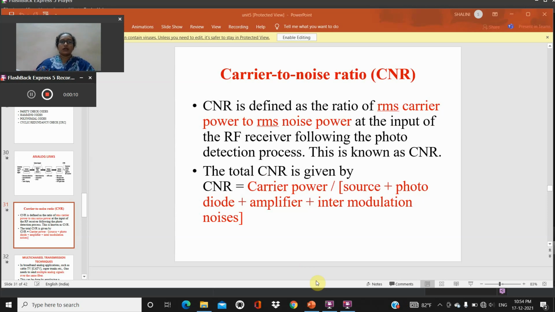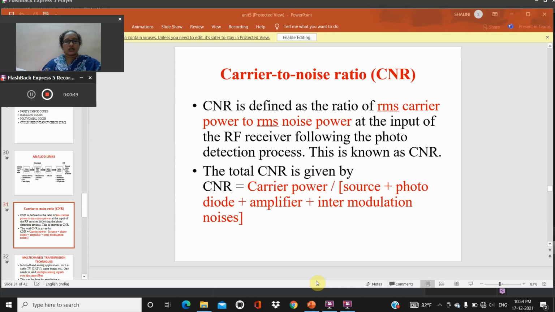Today we are going to discuss carrier to noise ratio, that is CNR. CNR means carrier to noise ratio, and CNR is defined as the ratio of RMS carrier power to RMS noise power at the input of the RF receiver following the photo detection process. So, this is known as CNR.